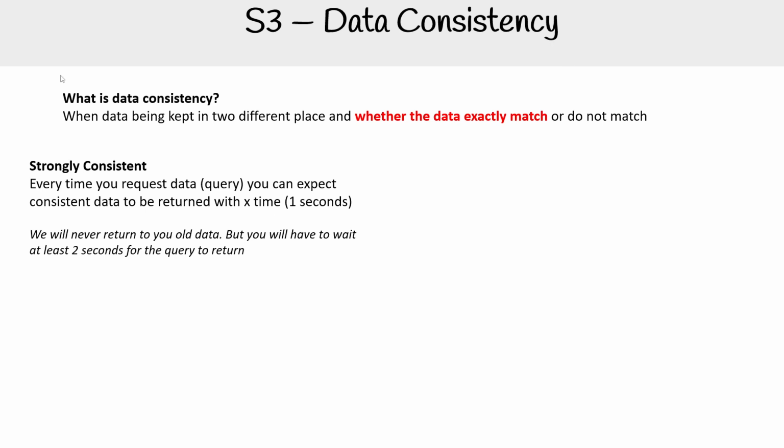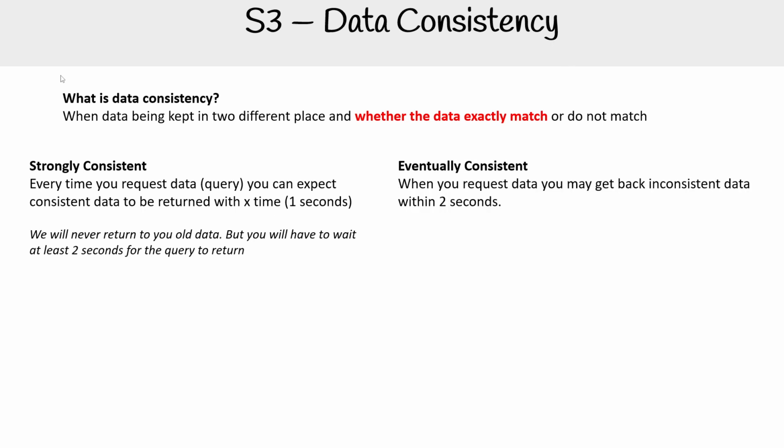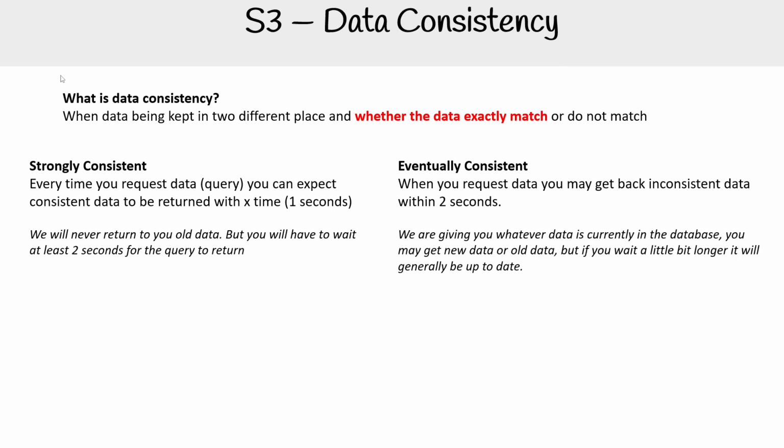Now let's talk about eventually consistent. So when you request data, you may get back inconsistent data within 2 seconds. So eventually it will be consistent, but it is not consistent at the time when you request it. So we are giving you whatever data is currently in the database. You will get new data or old data, but if you wait a little bit longer, it will generally be up to date or consistent.